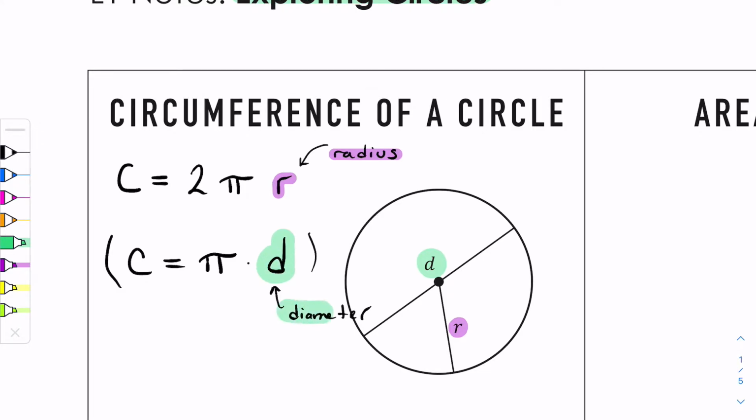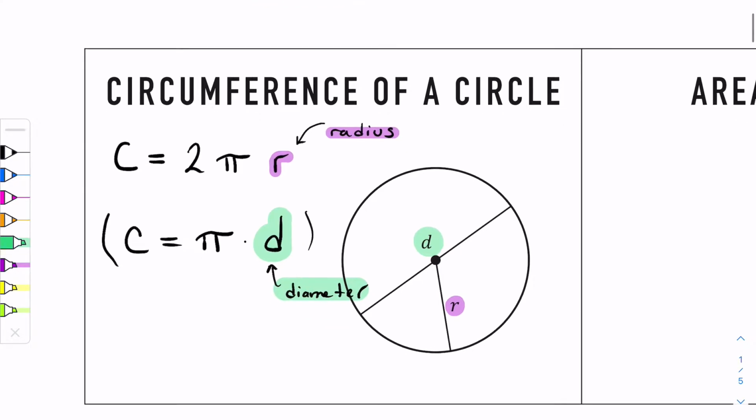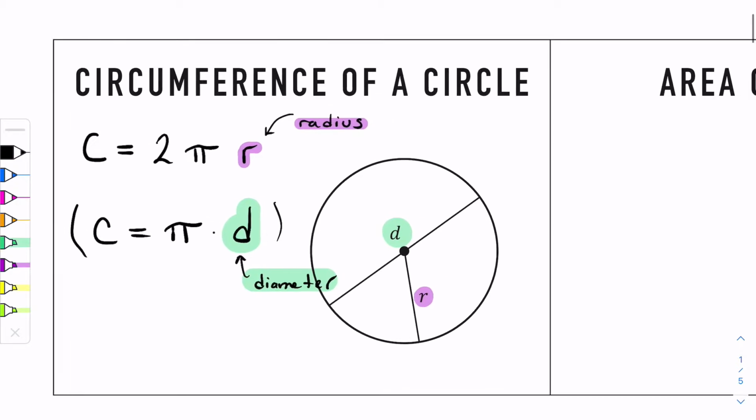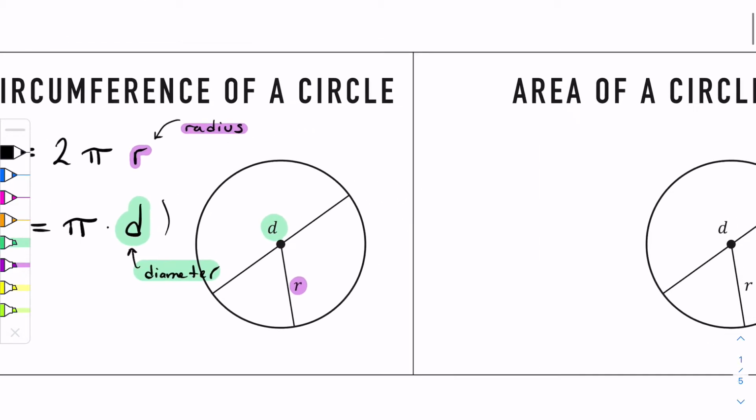So you don't use both of them, you use one or the other, whichever one you want to use. And when you are done writing your answer for the circumference, you have to make sure you include units. That would be inches or centimeters or miles or whatever your unit of measurement is on the original example.